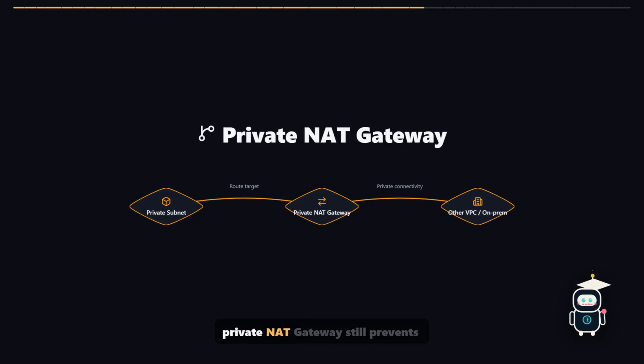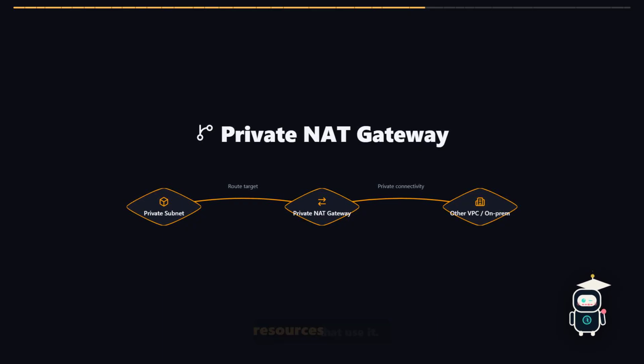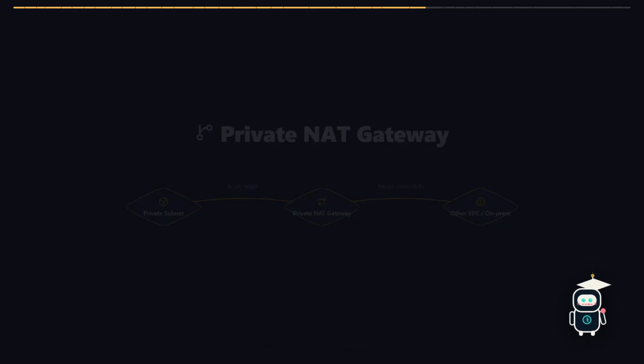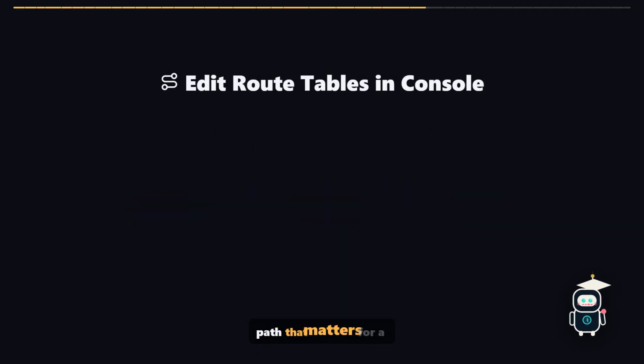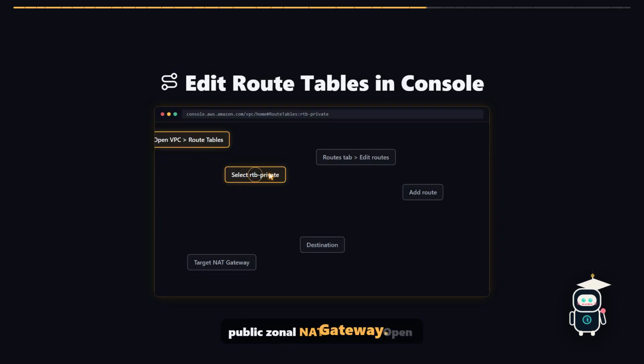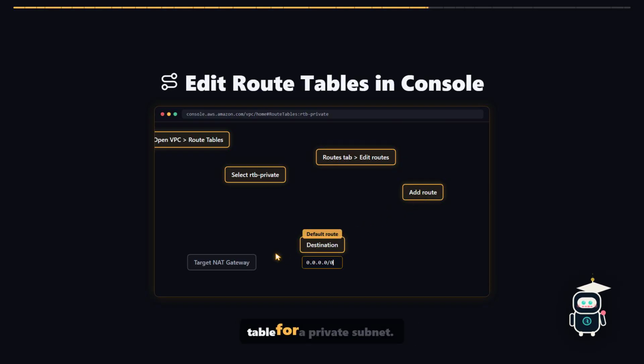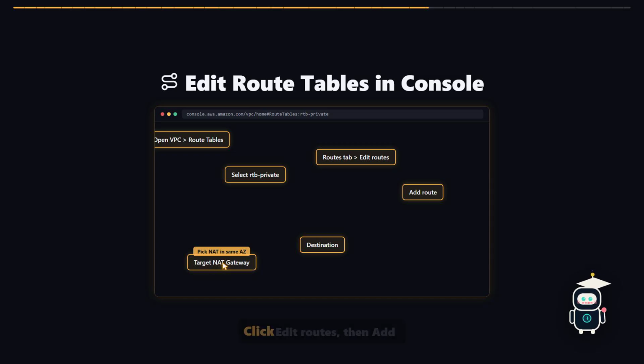A private NAT gateway still prevents unsolicited connections to the private resources that use it. This is the route table click path that matters for a public zonal NAT gateway. Open the VPC console, choose Route Tables, and select the route table for a private subnet. Click Edit Routes, then Add Route.